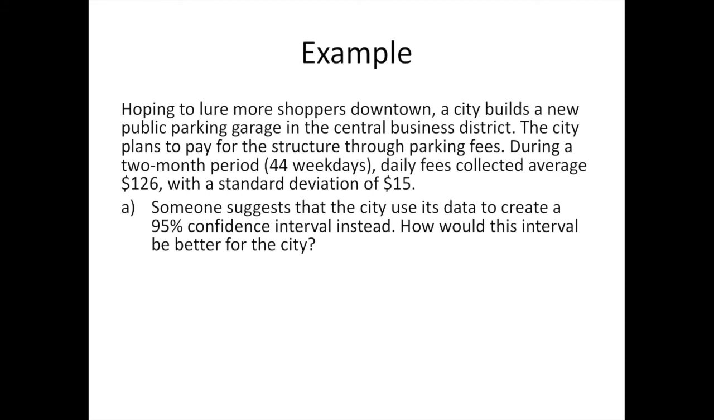Now, the same problem says someone suggests that the city use its data to create a 95% confidence interval instead. How would this interval be better for the city? So we need to remember here that the margin of error is this critical value, t alpha divided by 2, times s over radical n. So by increasing our confidence level, we are actually increasing the value of that critical value. Now, since s and n are fixed in this problem, increasing the critical value will increase the margin of error. Meaning, to be more confident in my interval estimation, I have to be less precise.